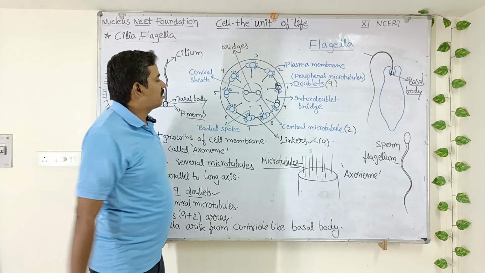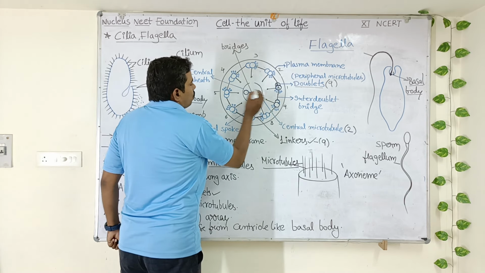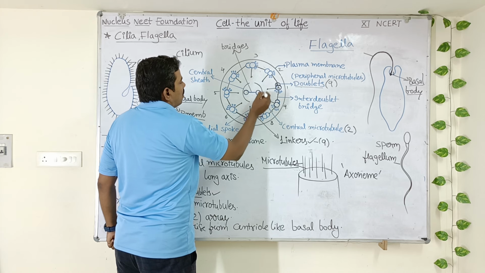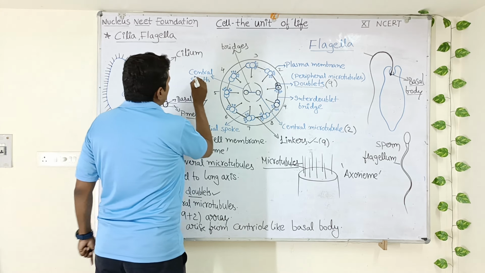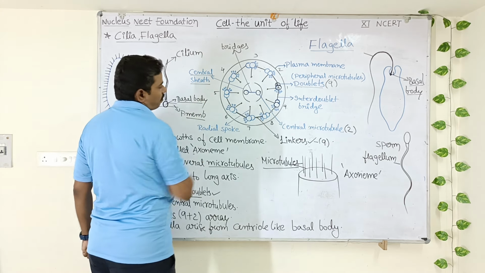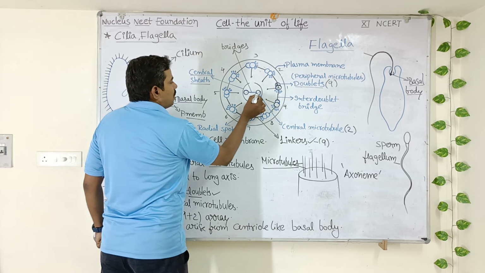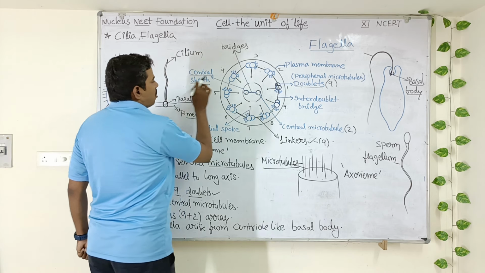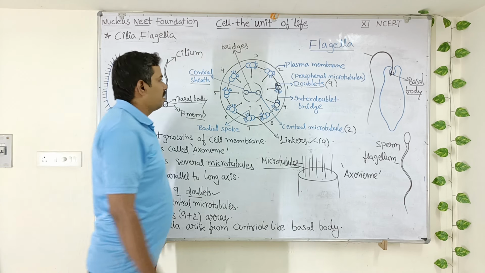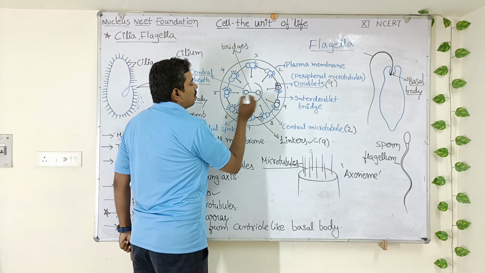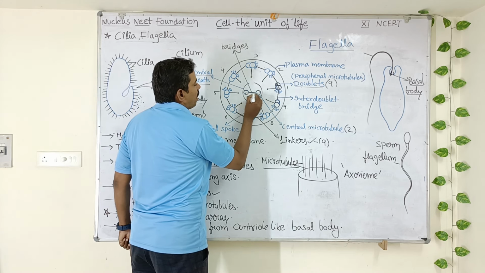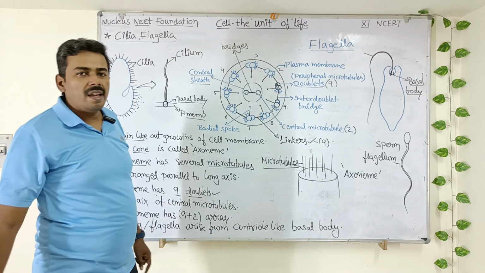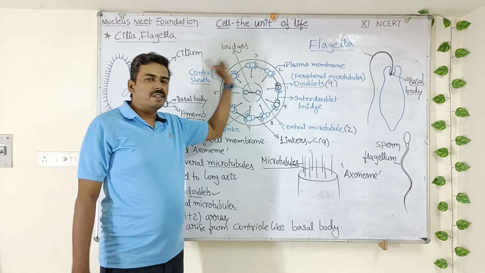Okay. Next. At the center, the 2 central microtubules are present in a proteinaceous covering which is called central sheath. Inside the central sheath, the 2 central microtubules are connected by structures called bridges.